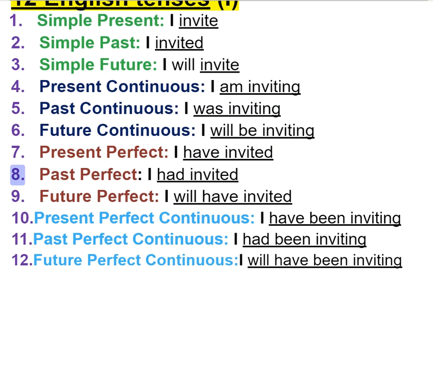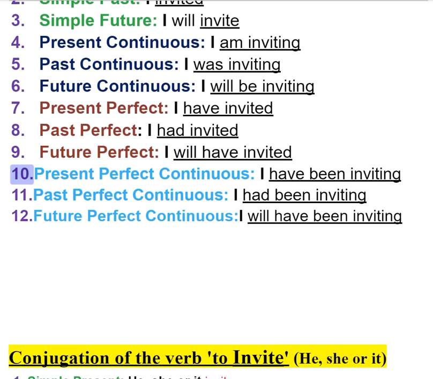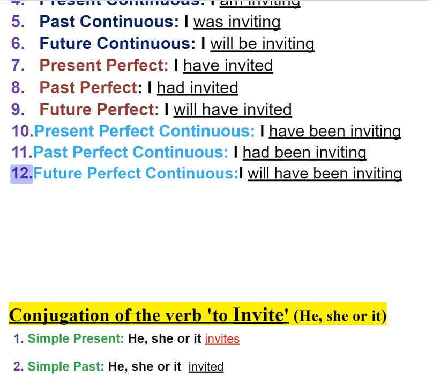8. Past perfect, I had invited. 9. Future perfect, I will have invited. 10. Present perfect continuous, I have been inviting. 11. Past perfect continuous, I had been inviting. 12. Future perfect continuous, I will have been inviting.